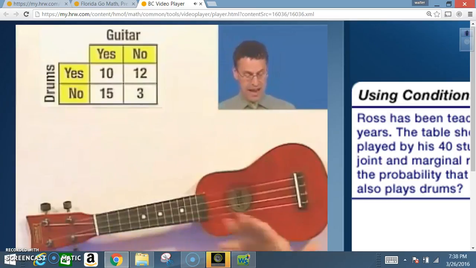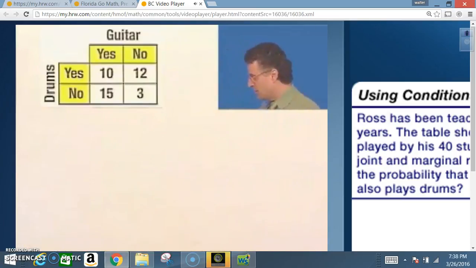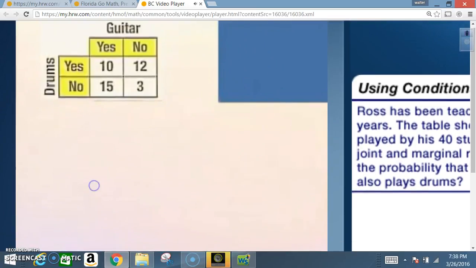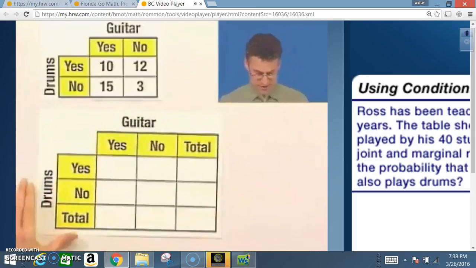Let's actually consider how we would put together these frequencies. What we consider is a table that looks like this.